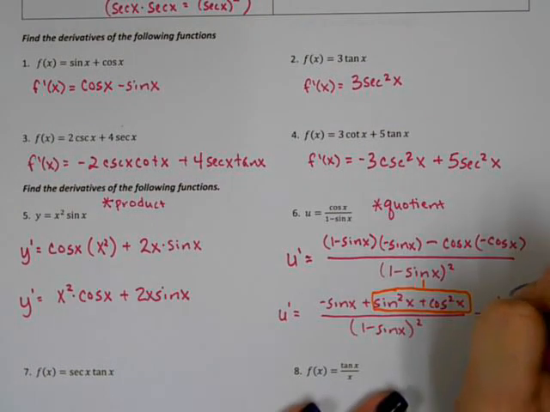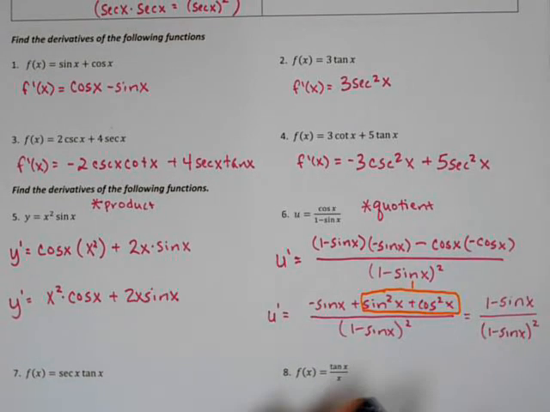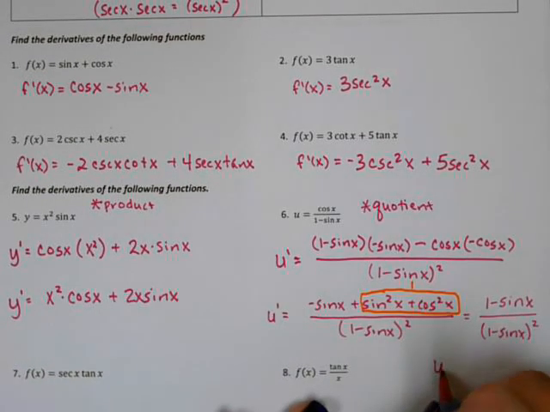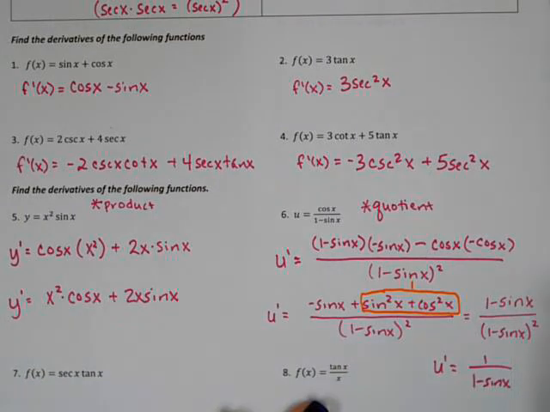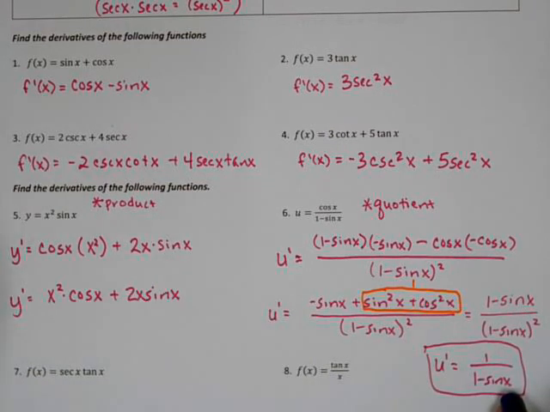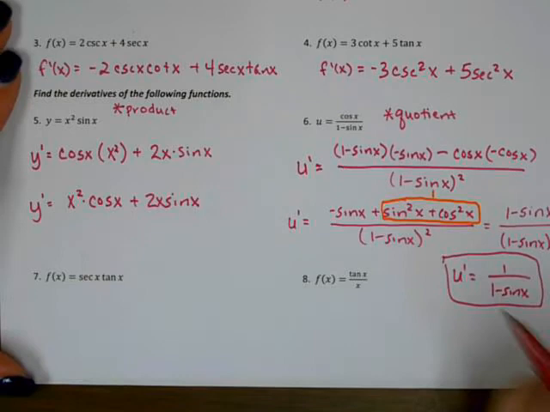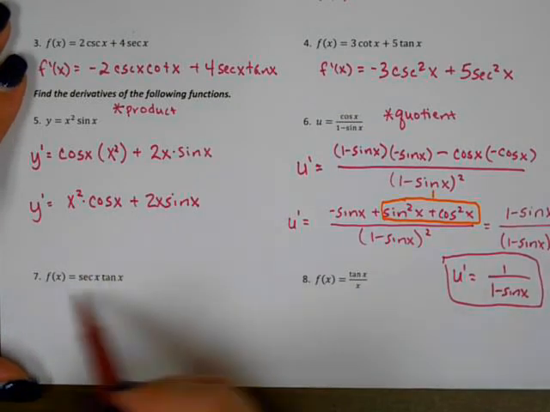So we have 1 minus sine x on the top, and we have 1 minus sine x quantity squared on the bottom. And so when we simplify this down, we end up getting u prime is equal to 1 over 1 minus sine x, because one of those will cancel. So this is our final answer for number 6. So you do need to remember some trig stuff also and be able to simplify with your trig functions. All right, number 7 is another product rule.